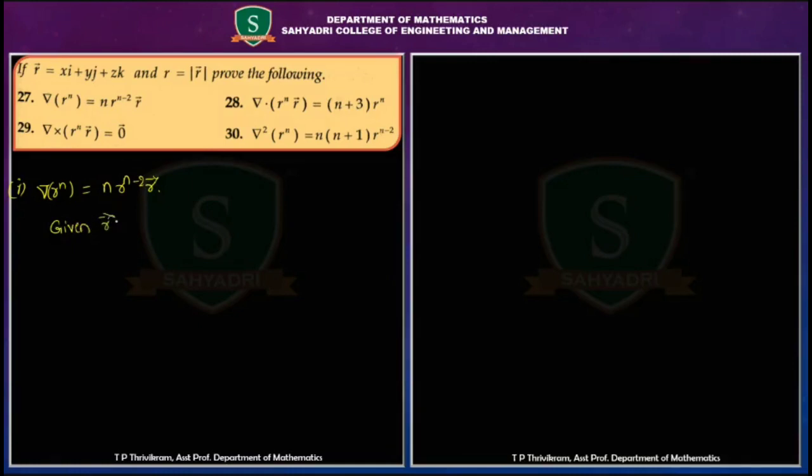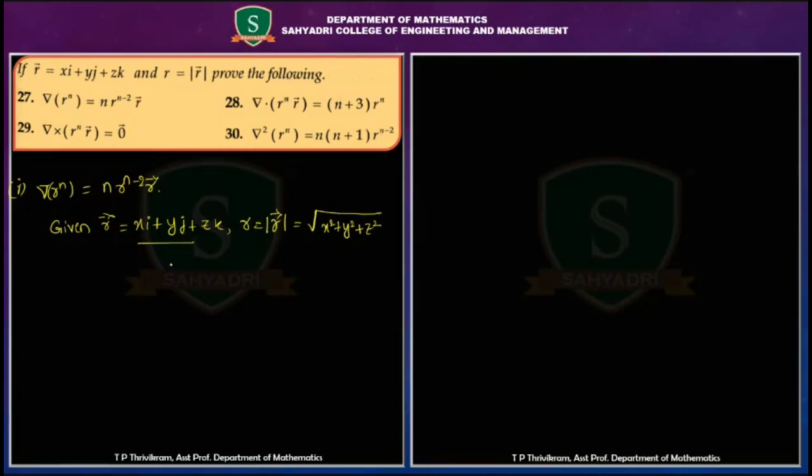Given R vector is nothing but xi plus yj plus zk. Similarly, the simple R variable he is denoting as the modulus of R vector. So this is nothing but the root of the magnitude of this vector, x square plus y square plus z square. Using these two things, we need to prove the statements.